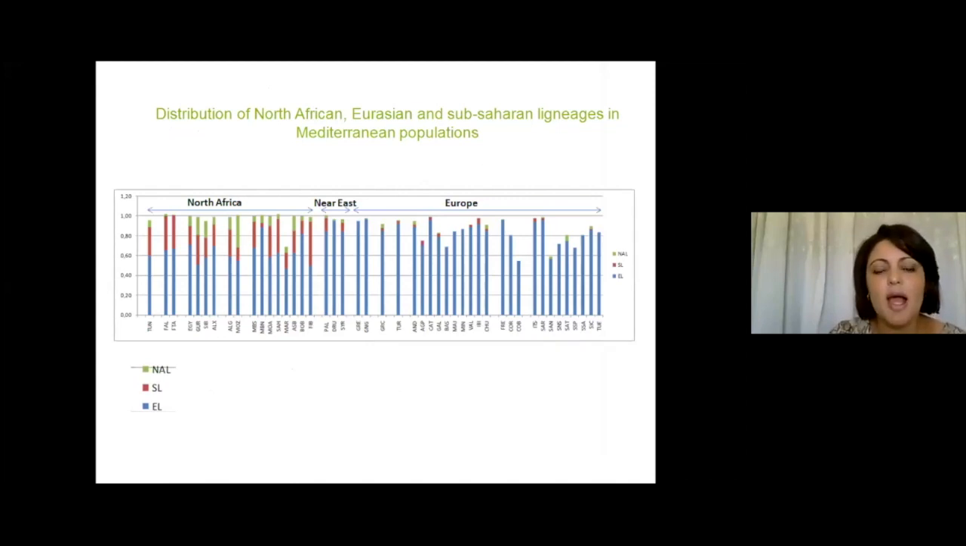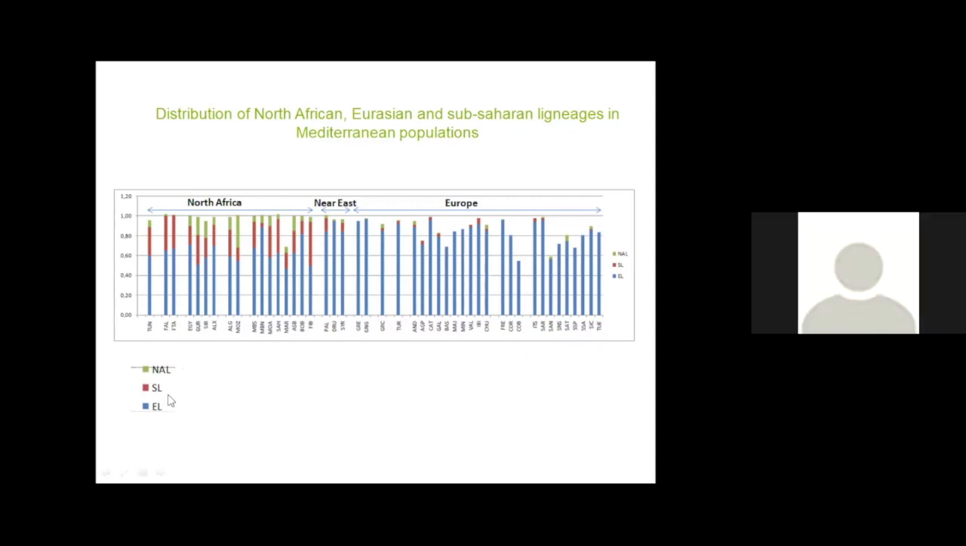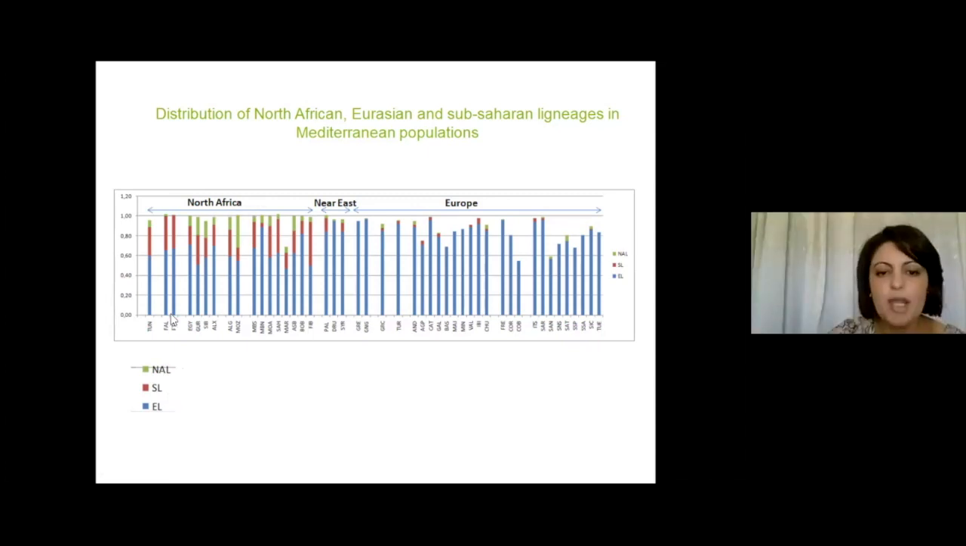We can see this heterogeneity in the next slide. The high level of heterogeneity is not only observed at the level of Tunisia, but also in North Africa as well. Here you can find several North African populations, Algerian, Moroccan, and Libyan, and in all 3 we can observe the 3 lineages: North African lineage in green, Sub-Saharan lineage in red, and Eurasian lineage in blue. And there is a high level of variability compared to Near East and European populations.